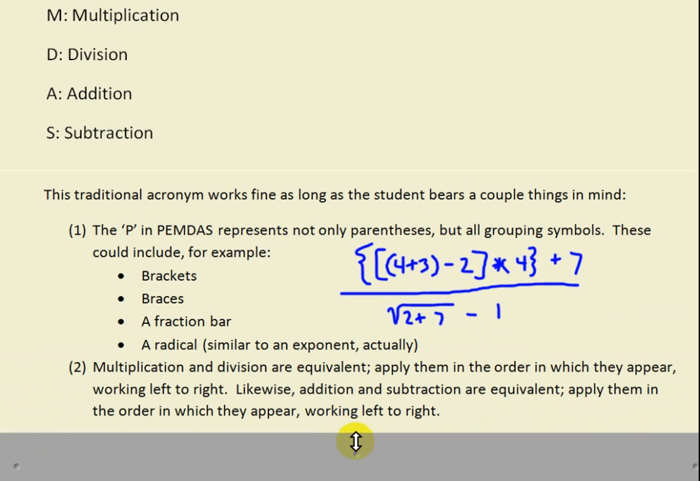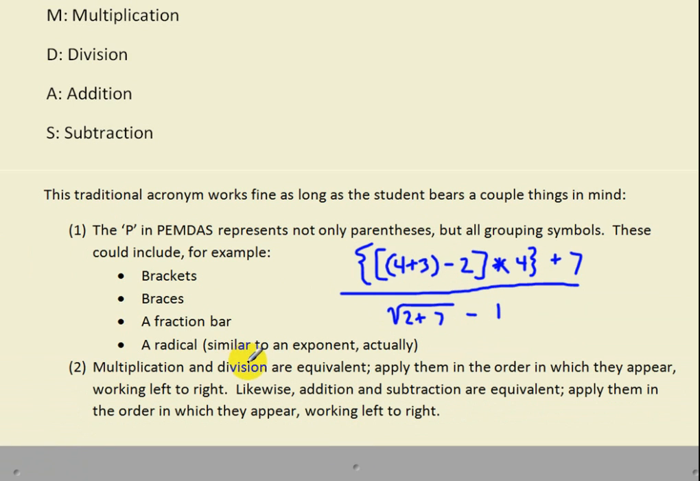And then the other thing to keep in mind is that multiplication and division are equivalent. And so if you have both in an expression, you have to apply those in the order in which they appear. So work left to right. So really, the multiplication and division here are equivalent. They belong together. Same way with addition and subtraction. Those are equivalent, so you apply whichever one comes first, working left to right.